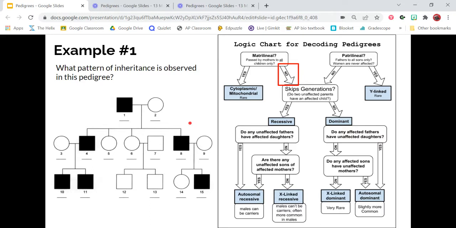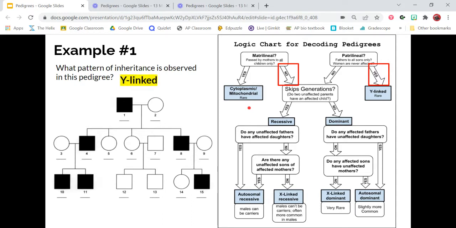Is it patrilineal? Do fathers pass it on to only their sons, and women are never affected? If we look here, we can see that all of the people who have the trait are squares. So the only black symbols are squares, and no women have the trait. And do fathers always pass it on to their sons? Here's a father and he has 2 sons. Yep. Father with a son, father, 2 sons. So yes, this one would actually be Y-linked, which is a pretty rare type.